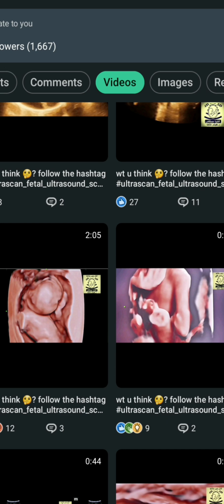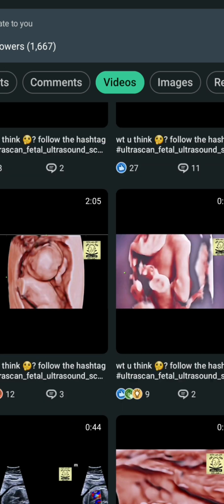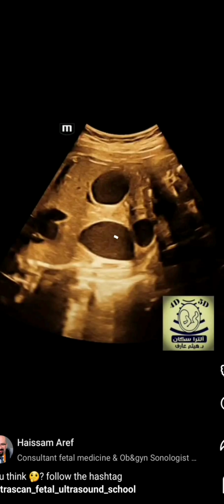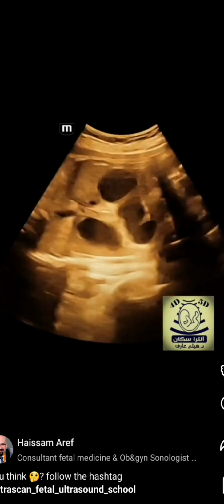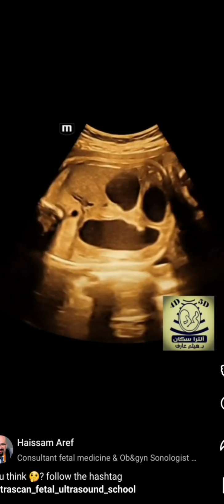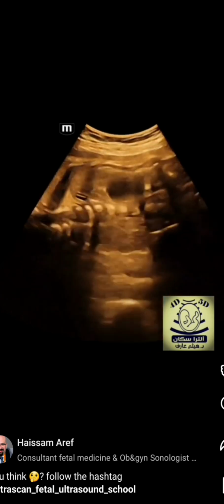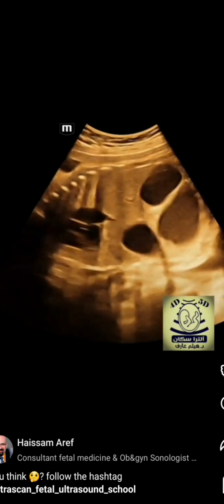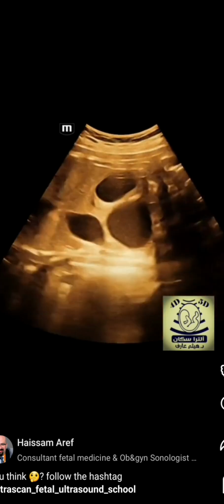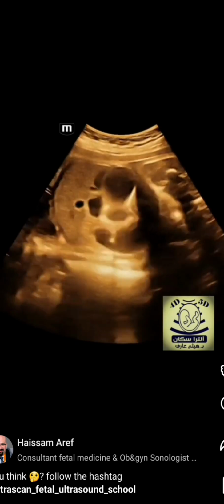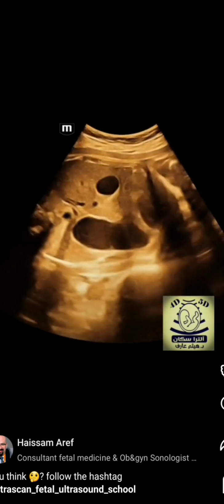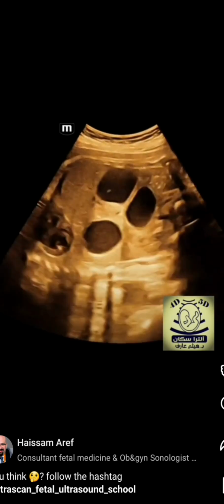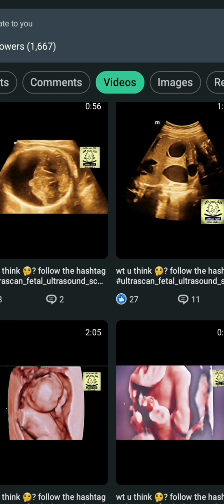Let's go to our 1, 2, 3, 4, 5th case for this week, which was a case of triple bubble sign of jejunal atresia. And this is how you will differentiate it from the double bubble sign of duodenal atresia. So yes, this was a case of triple bubble sign of jejunal atresia, my friend. Thank you for all your wonderful comments on this case.